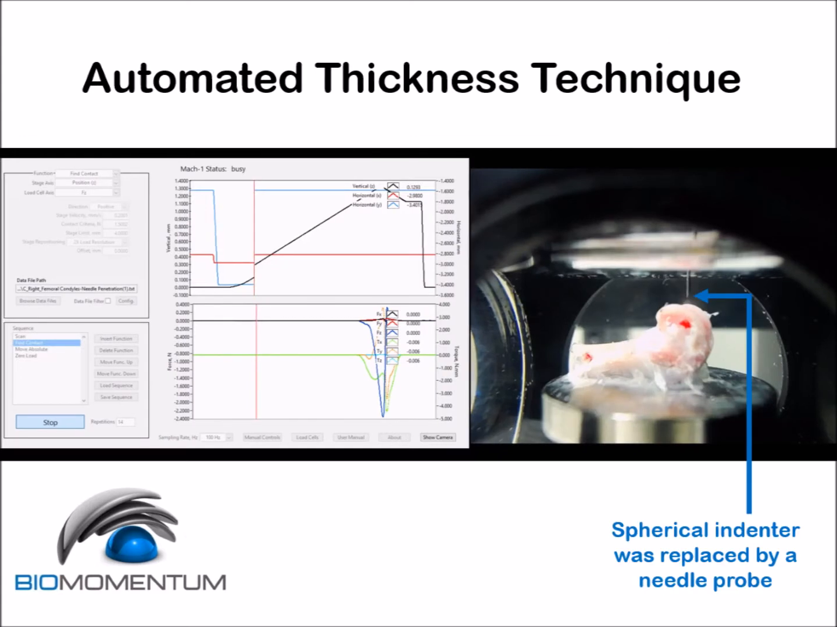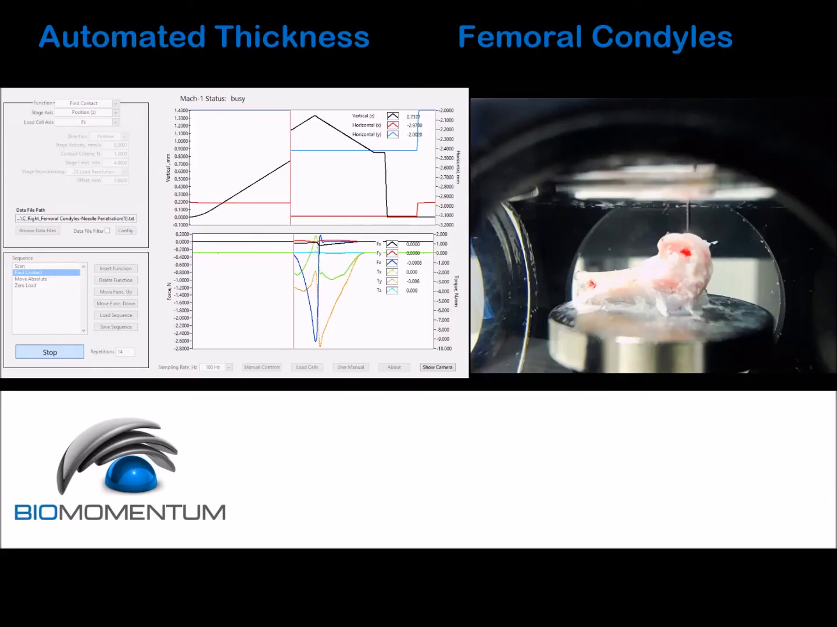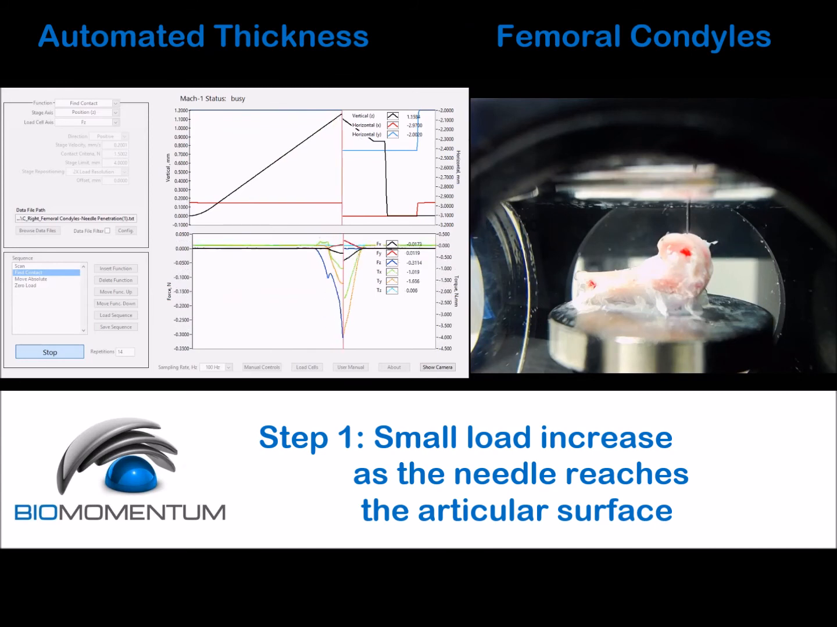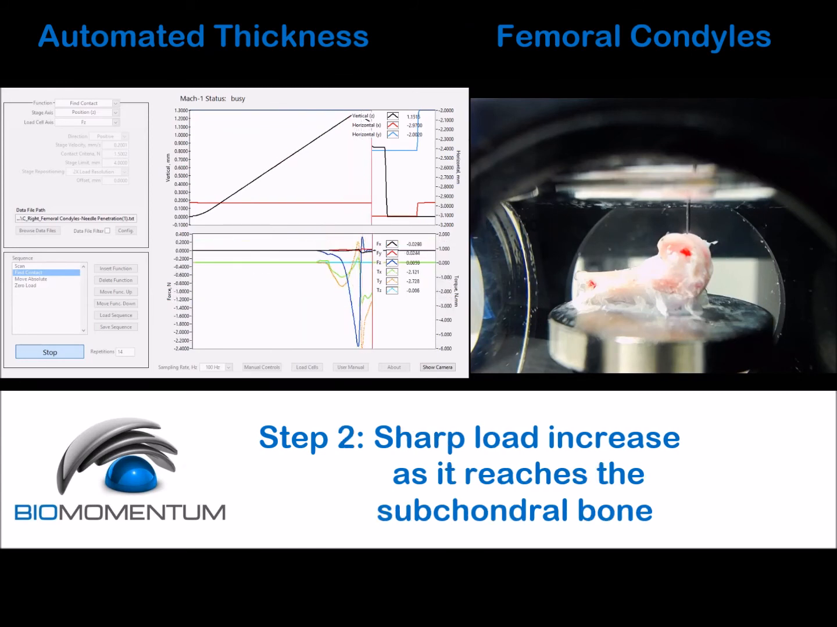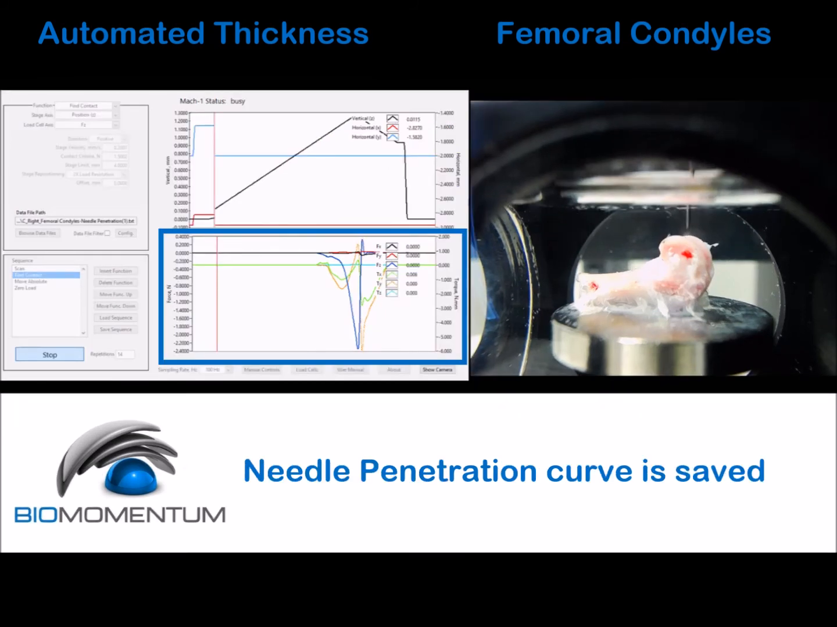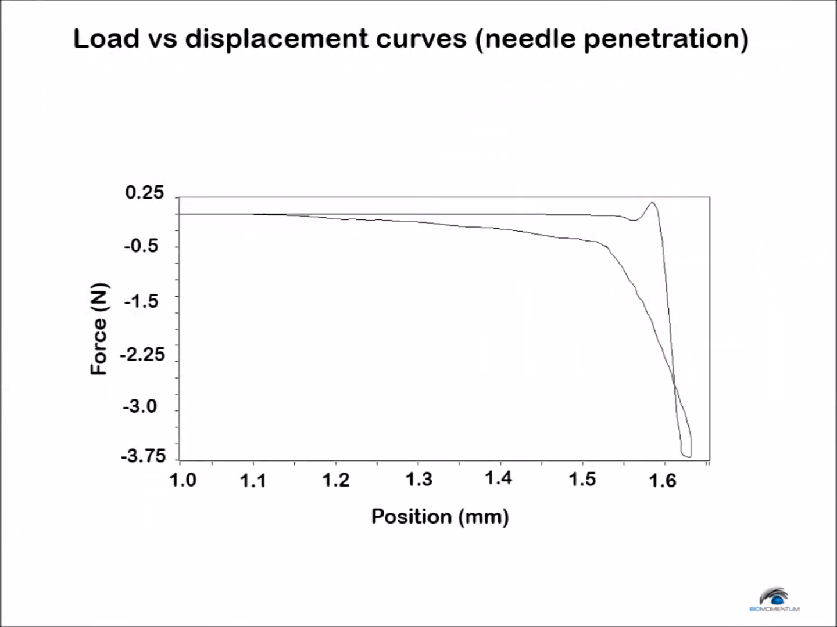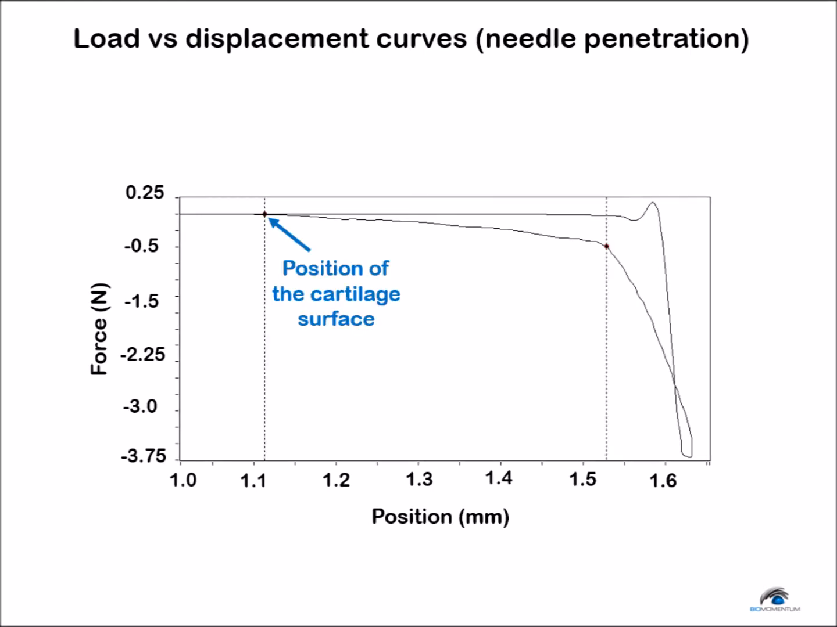By replacing the indenter with a needle probe, thickness measurements can be performed. The needle probe is vertically displaced towards the sample at a predefined speed. There is a small load increase as the needle reaches the articular surface, and a sharp load increase as it reaches the subchondral bone. The needle penetration curve is saved in a text file. The outputs of the automated thickness technique are the force in function of time and displacement, where the position of the cartilage surface and the subchondral bone can be obtained.